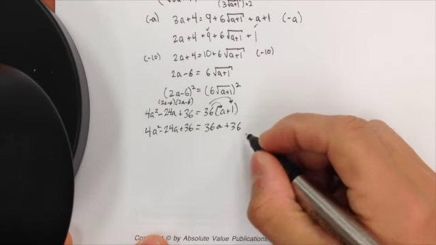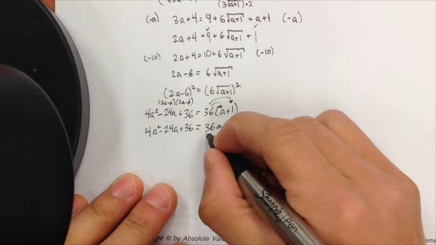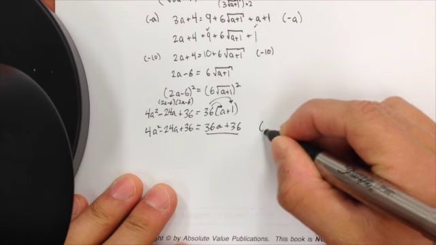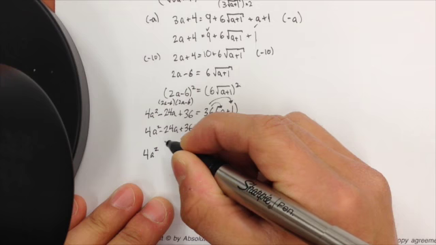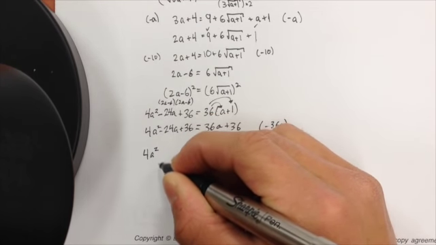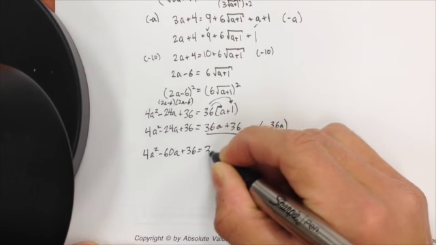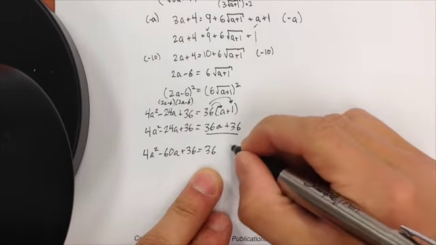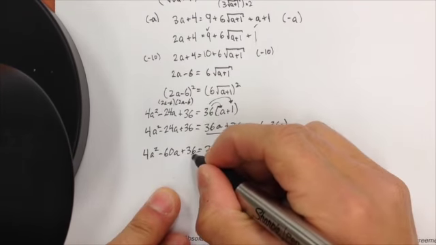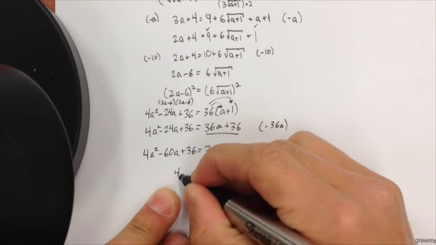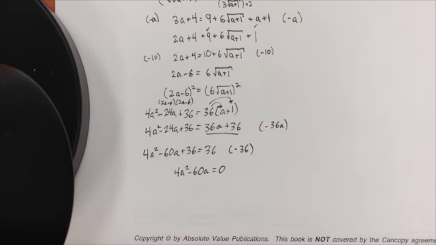So now what we need to do is set everything equal to 0. So I'm going to bring this over to the other side of my equation. First I'm going to subtract 36a, which would leave me with 4a squared minus 60a plus 36 is equal to 36. Now I have to get rid of this 36 here, so subtract 36 on both sides. 36 minus 36 will be 0, so I'm left with 4a squared minus 60a is equal to 0.